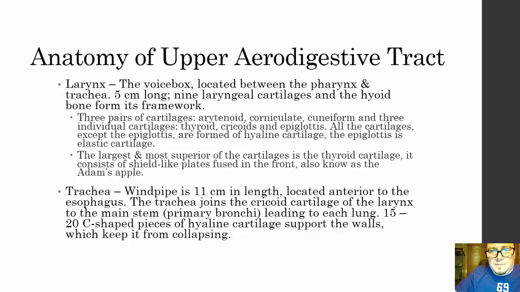Trachea is your windpipe, located just anterior to the esophagus. Trachea joins the cricoid cartilage of the larynx to the main stem, leading to each lung. Remember, your main stem is your primary bronchi, and it breaks off and turns into your right main stem and left main stem bronchus, heading down to the lungs.